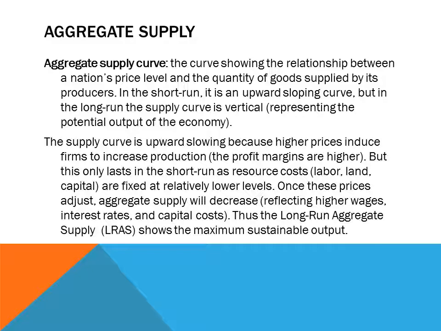The supply curve is upward sloping in the short run because higher prices induce firms to increase production. That is, their profit margins are higher because of their fixed lower resource and input costs. But this only lasts in the short run, as eventually those resource costs for land, labor, and capital are fixed at relatively lower levels. Once these prices adjust, aggregate supply will decrease, reflecting higher wages, interest rates, and capital costs. Thus, the long-run aggregate supply curve shows the maximum sustainable output for an economy.